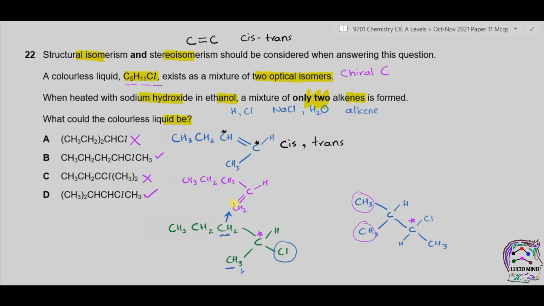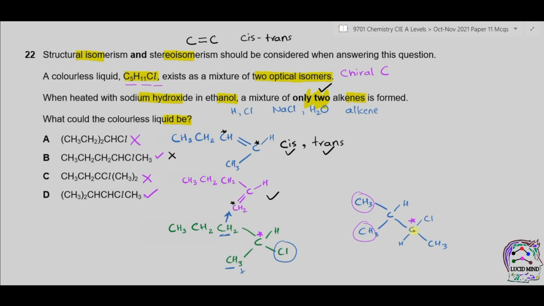In this compound we can see that with this double bonded carbon atom similar groups are attached, so therefore it will not show cis trans isomerism, only this product is formed. So we have 1, 2 and 3 products that are formed. In the question it says only 2 alkenes should be formed, so therefore this is incorrect.